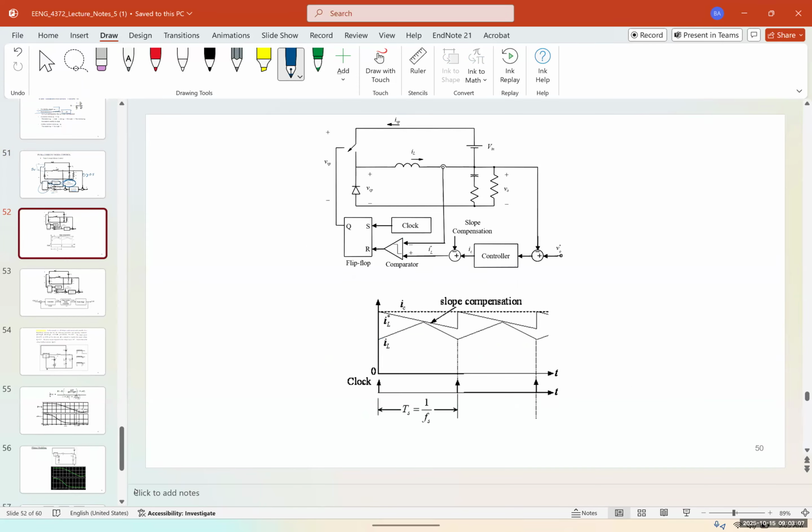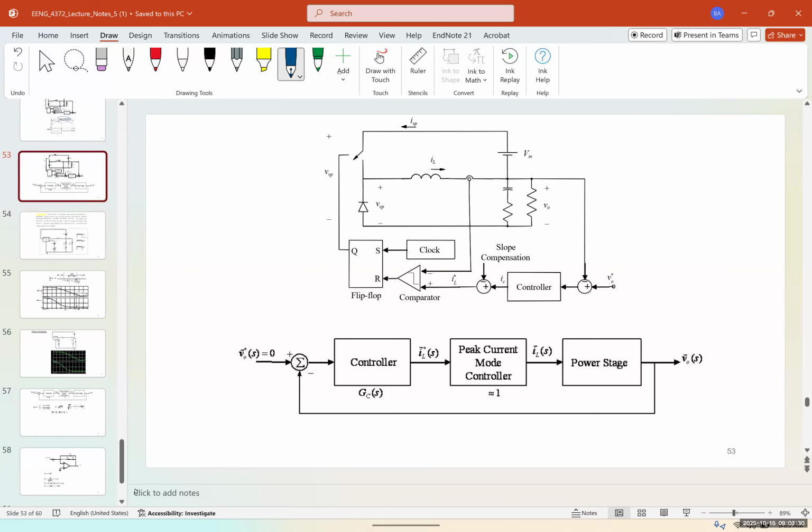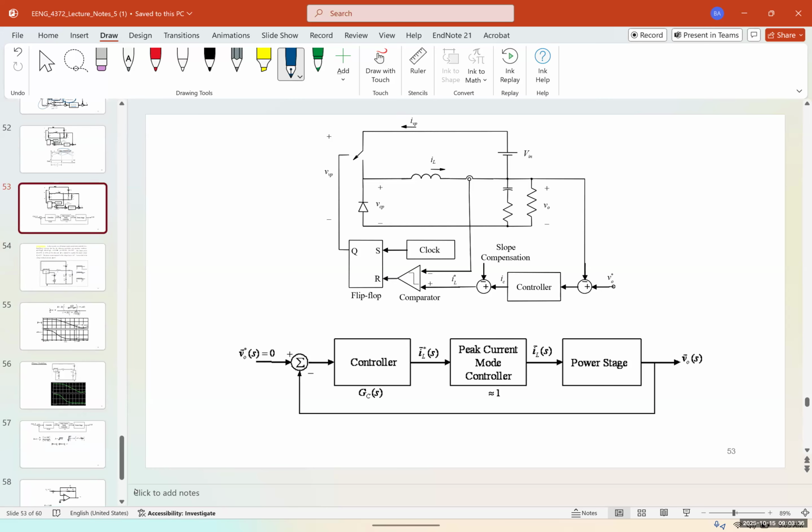Now, again, in this system, we have the slope compensation, which limits the maximum to keep the system in steady state. And the control graph looks like this. We have the controller, the peak current mode controller, and the power stage, and it is fed back through the feedback of the system. Because we are running out of time, I'm just going to go quickly through the simulation.